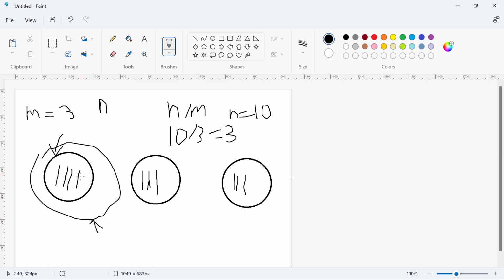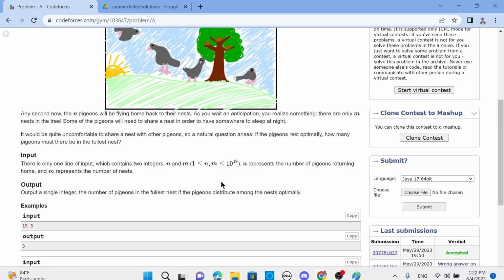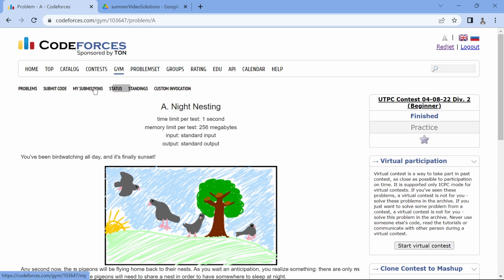Because you see, all these nests have 3 pigeons. However, we have 1 remaining. And you might think, well, that means we add it, but no. If we had 11, that pigeon would go here, and our answer would still be 4. This means that if n is not divisible by m, the maximum number of pigeons would be n divided by m, plus 1. Okay, so let's look at the solution.